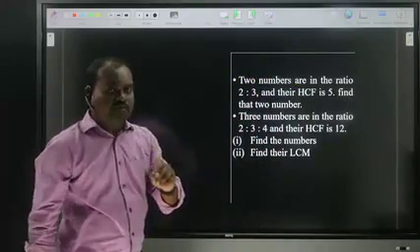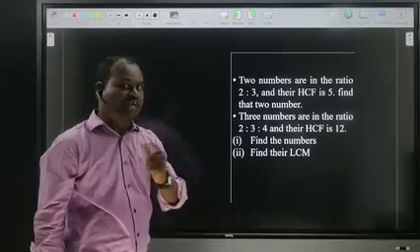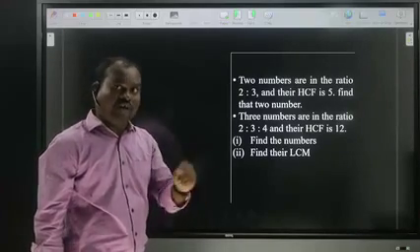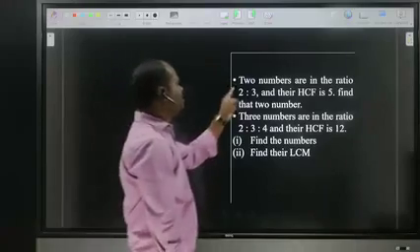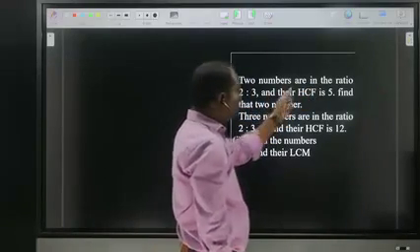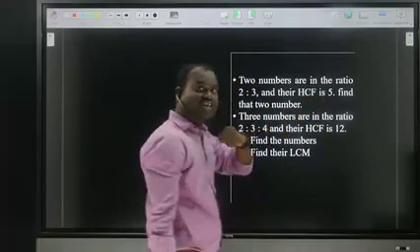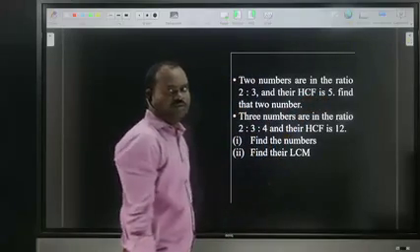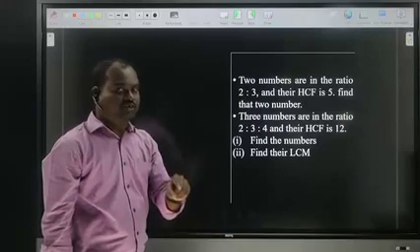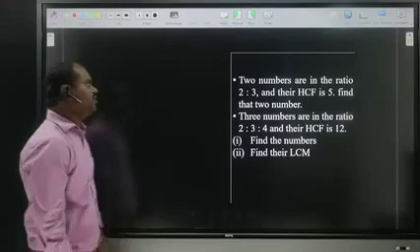In the earlier questions, the ratio of two numbers and of three numbers was given, and the clue was the LCM. Now the given clue is the HCF. Two numbers are in the ratio 2:3 and the HCF is 5. Find the two numbers. Earlier the clue was LCM, now the clue is HCF. Let us do the same.